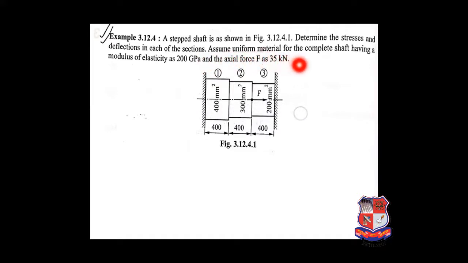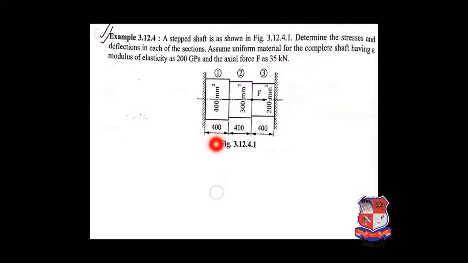Assume uniform material for the complete shaft with a modulus of elasticity of 200 gigapascal and the axial force F as 35 kilonewton. As you learned in the previous example, the external axial force was at the end, but here the axial force will be in between, and the beam is fixed on both sides. So when both sides are fixed, the displacement at Q1 and the displacement at Q4 we can consider as 0.